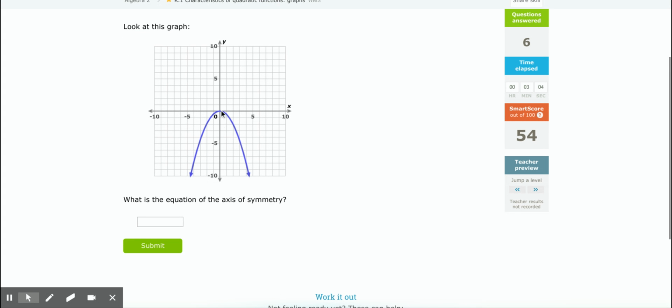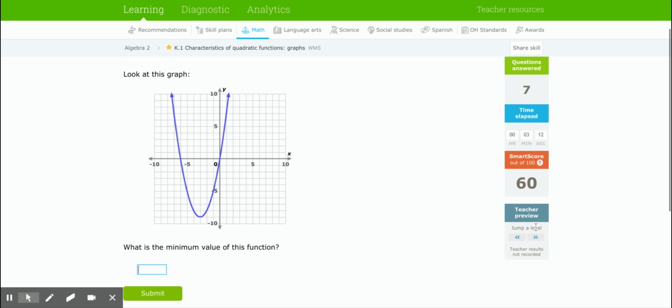Axis of symmetry. This one's nice if it's the same on one side of the y-axis as the other. It's just going to be the origin, where x equals 0. Let's see if we have anything else here. Minimum would be down here, so that's negative. That'd be -9.